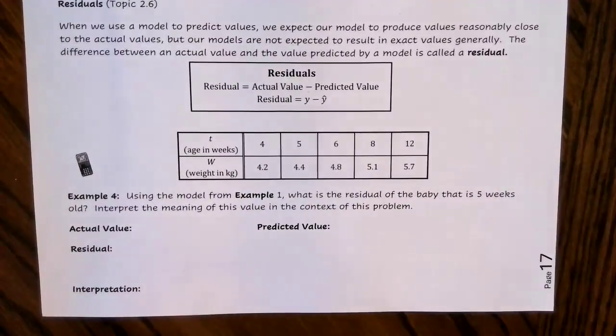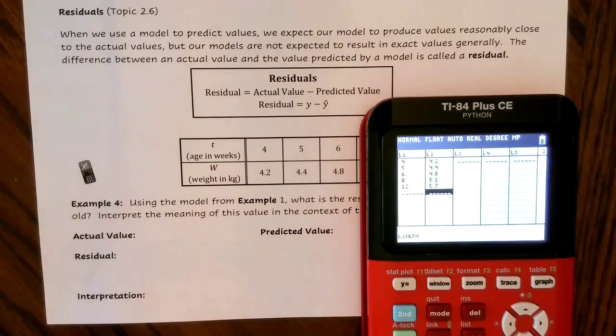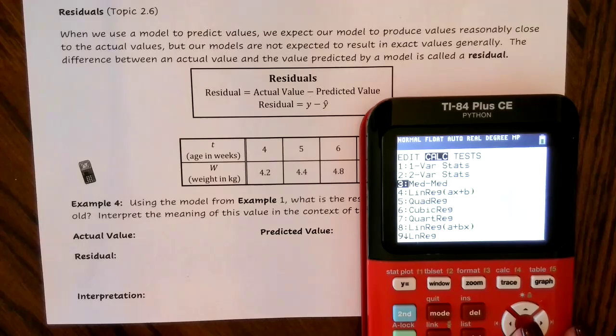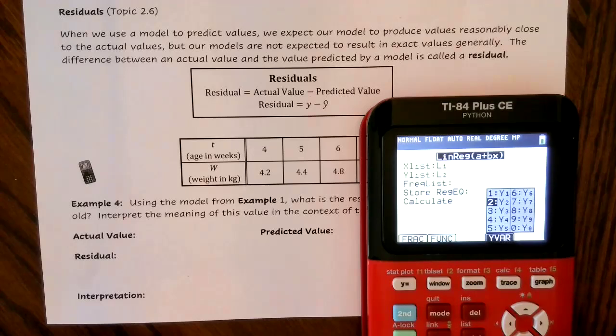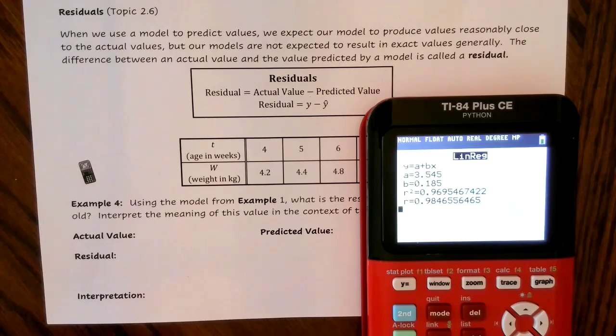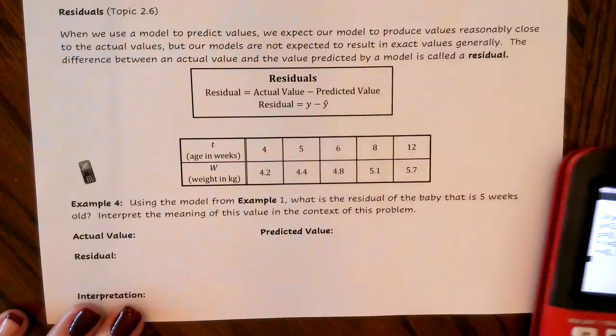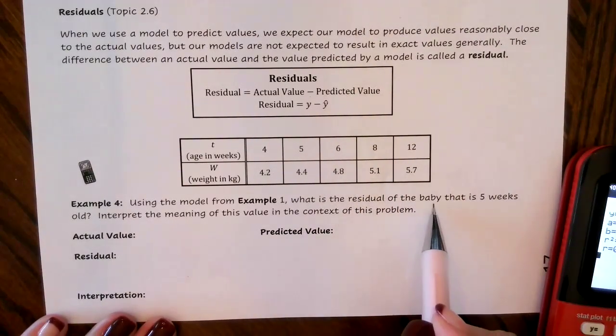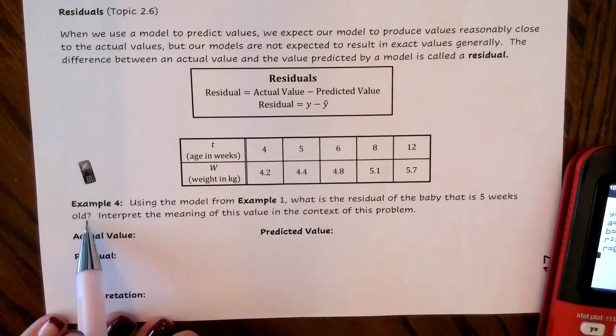All right, so we're going to look at that and see what that interprets with our data. So again, we put this into our calculator using the stat. So I'll give you a minute to do that so we can get our equation and our predictions. All right, so we said on this one here, this is the same example we used earlier with the babies. And so this was a linear, so I'm going to do my linear regression on this one. And of course, I'm going to copy it there so that I can use my equation. And so there's my equation. And so it says, using the model from example 1, what is the residual of the baby that is 5 weeks old? Interpret the meaning.